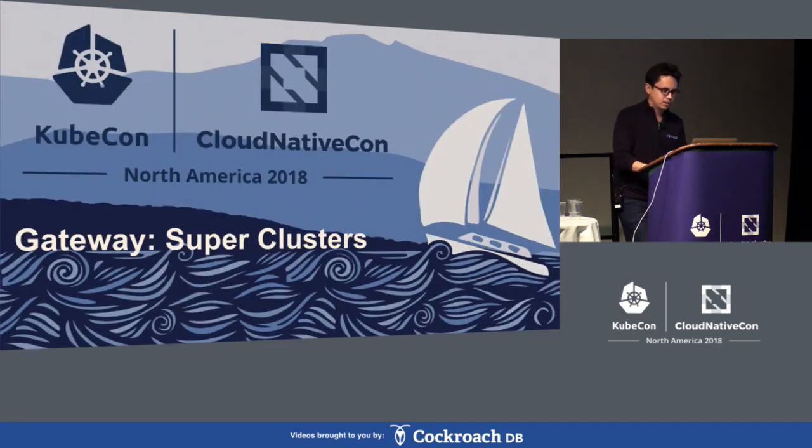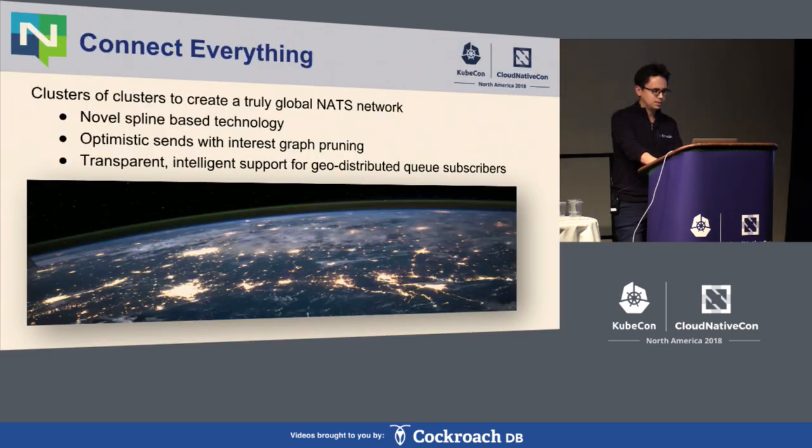Another significant feature that made it into the NATS version 2, Edge version, is the gateway. It's a gateway which allows you to create super clusters. This allows you to create a global NATS network. It's based on a very novel spline-based technology. The queue subscribers are aware, by using the round-trip time, of the coordinates to know whether they should be the ones to handle a request.